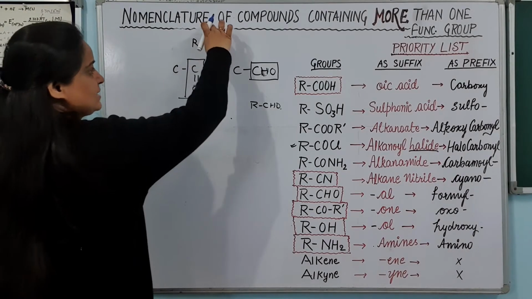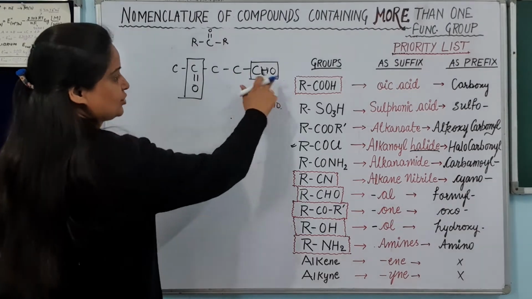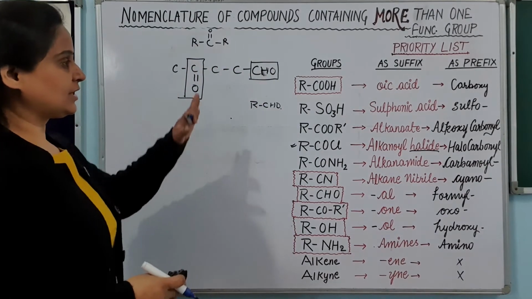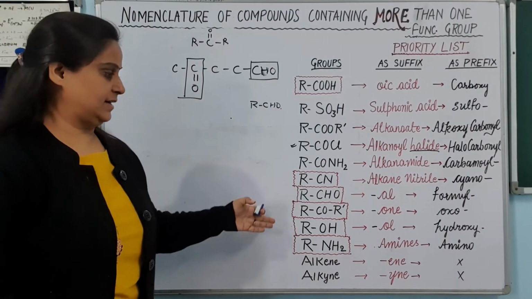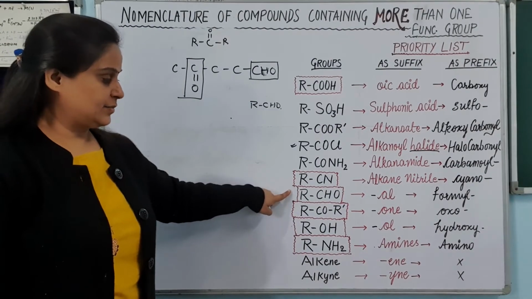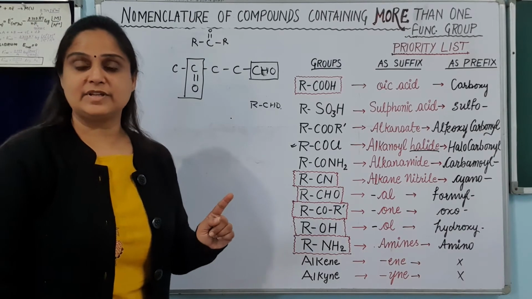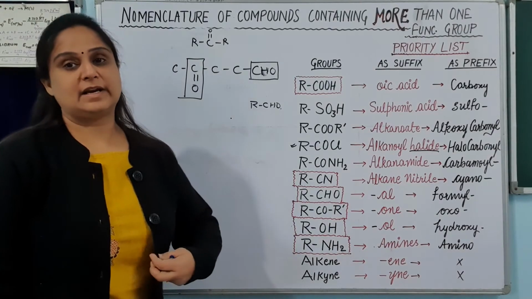So can you recognize C double bond O? R this side, R this side. RCHO. So these are the two functional groups. Now look at these functional groups in the priority list. Here is my aldehyde and here is ketone. Aldehyde is given priority, so I will take it as a suffix. I will end the name of this compound by using the aldehyde suffix.